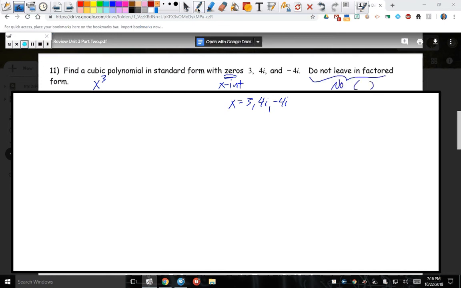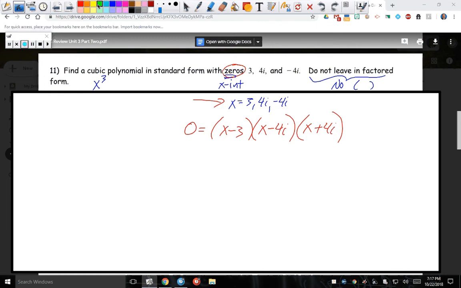Okay, so if we look back and remember, how do we write these zeros or these x-intercepts as actual factors? We're going to set them equal to 0, and we're going to have parenthetic pieces for these factors. So x minus 3 would be the first one, x minus 4i would be the second one, and x plus 4i would be the last one.